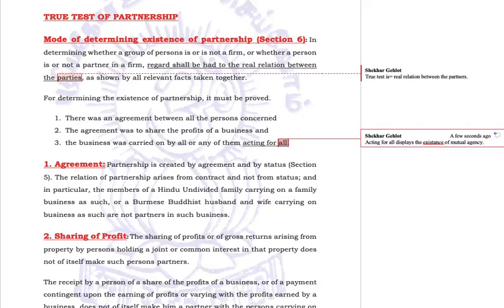Acting for all shows the existence of mutual agency. If you are not acting for all, then it is not a partnership. If you are acting only for yourself, then it is not a partnership. Like in the case of co-owners, everyone is acting for themselves. No one is acting for the other person. But they are co-owning a business. That's it. They are not partners. That is simply a business association, which is not a partnership.